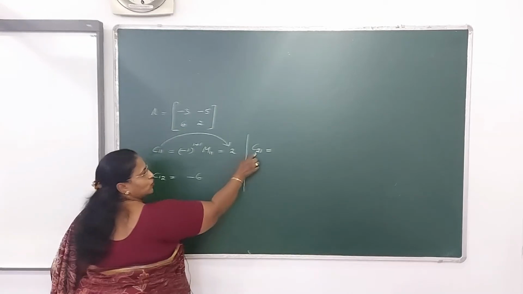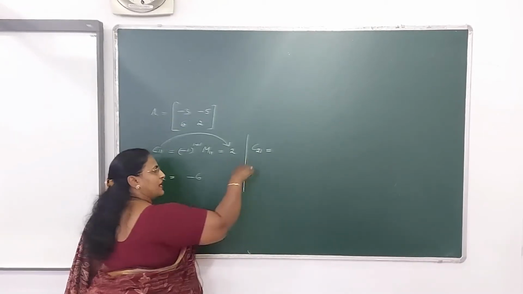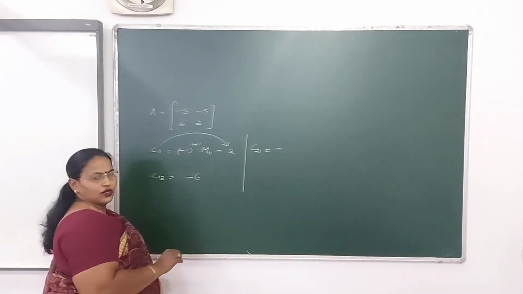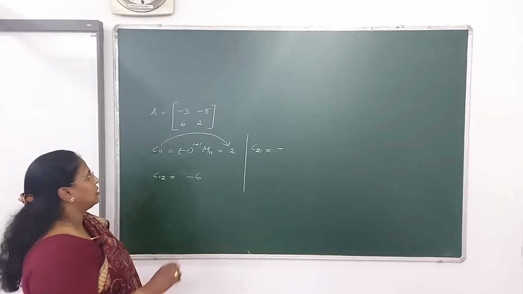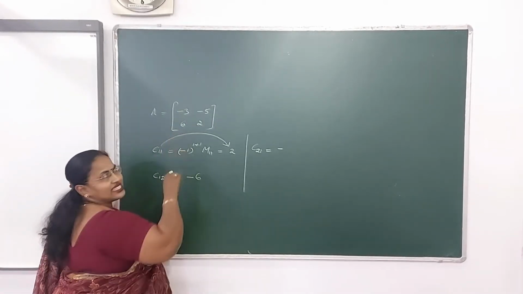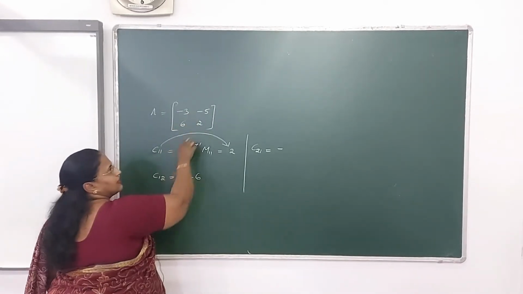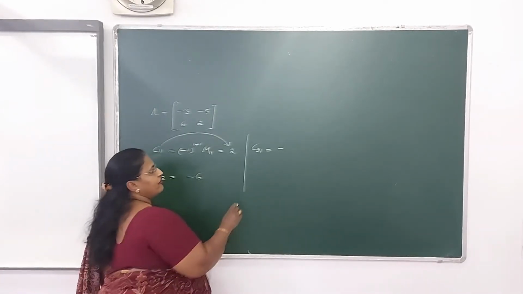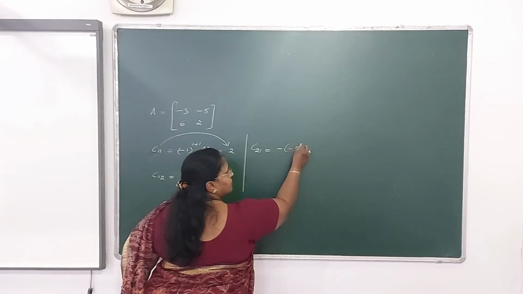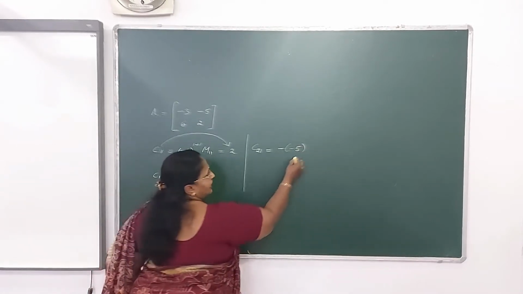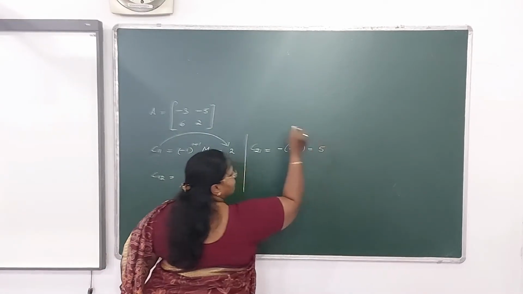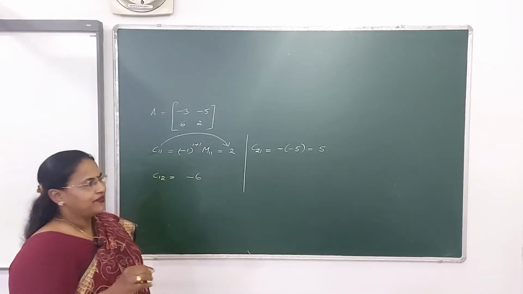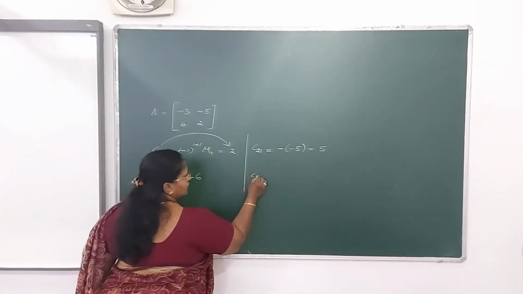Again you see 2 plus 1 is odd, so we'll place a minus sign. Now get the value of M21. Delete the second row and first column. What is the value left over? Minus 5. Get the determinant of it, so it's minus 5 itself. Finally it comes like minus of minus 5, which means plus 5. Now move to the next element.